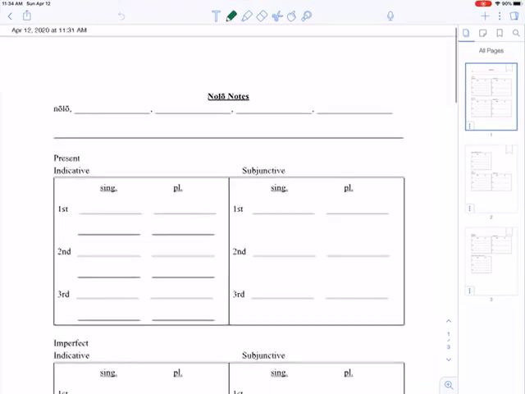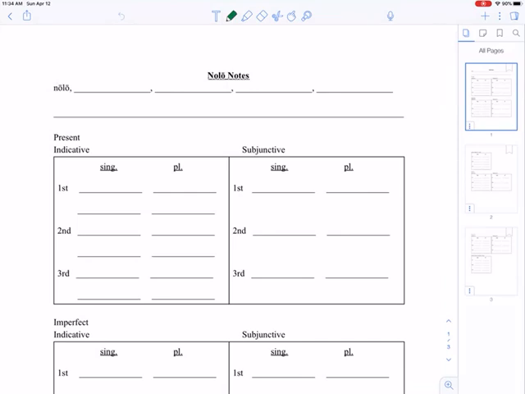All right, in this video, we're going to talk about the irregular verb nolo, which is related directly to volo. With most verbs, you could make it negative by just putting non. Okay, but with volo, it doesn't work like that. We're actually going to have a completely separate form that means to not want.